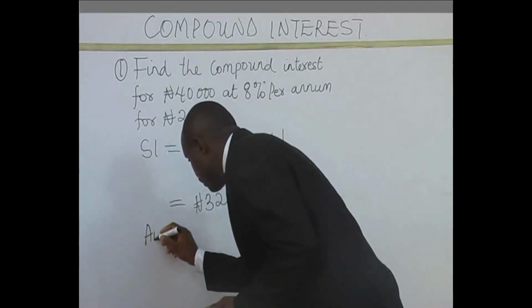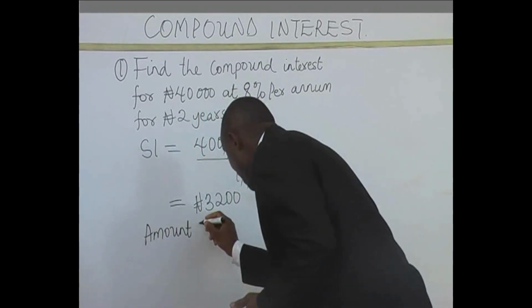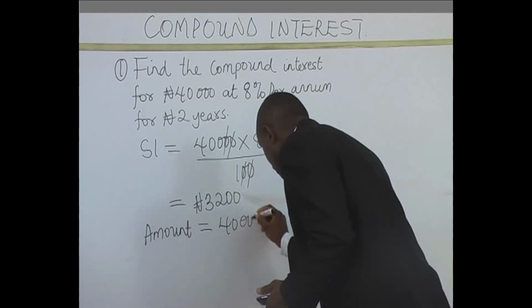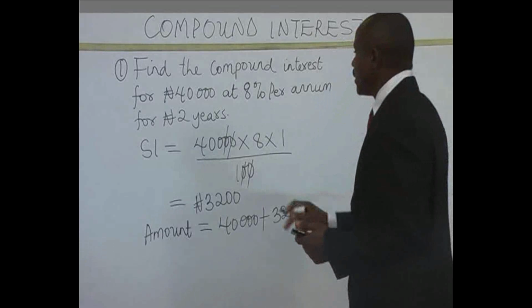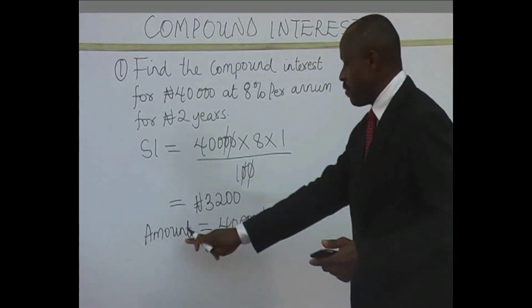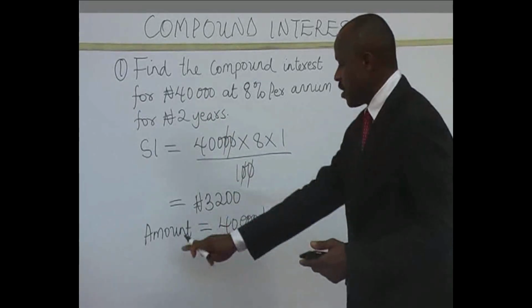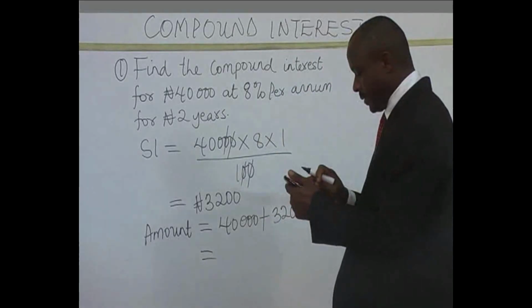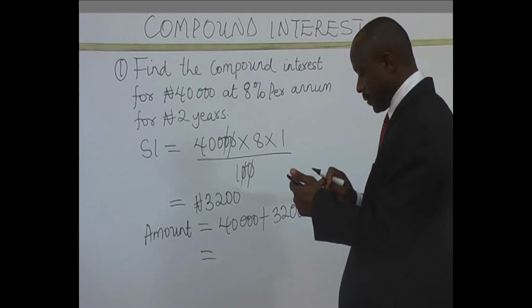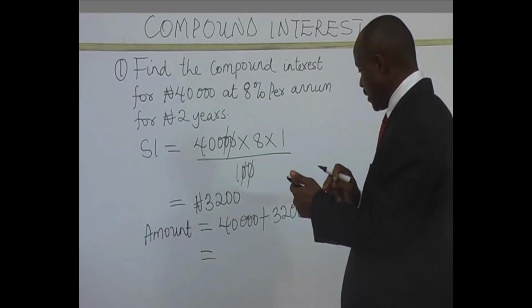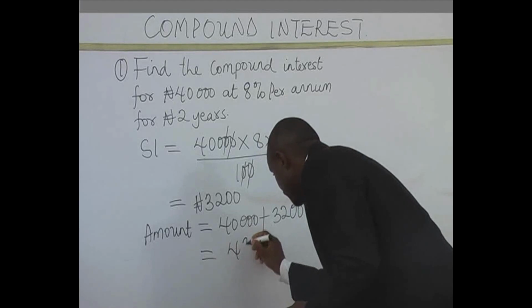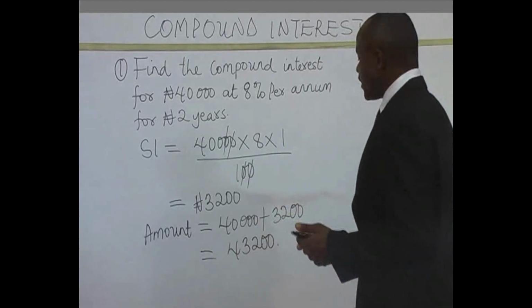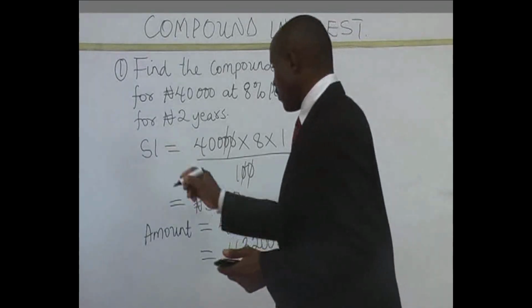Now calculate the amount. The amount now is going to be 40,000, which is the principal for the first year, plus the interest, which is 3,200. The principal for the first year plus the interest will give you the amount. Let's add 40,000 plus 3,200 to give you 43,200. Now, this is going to be the principal that we now use for the second year.